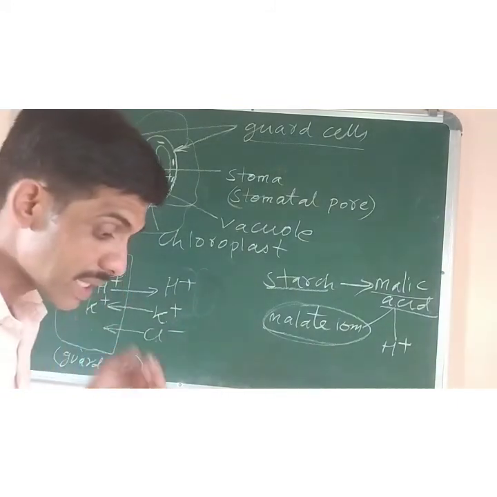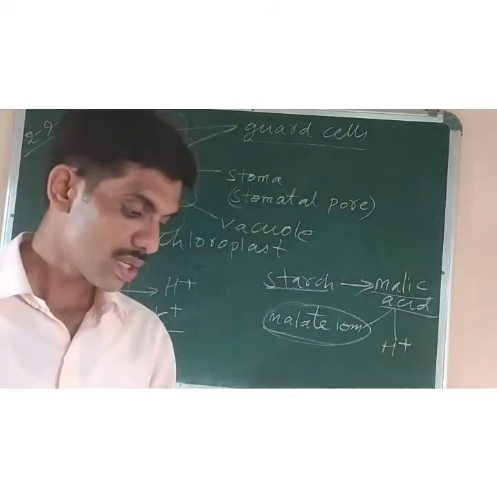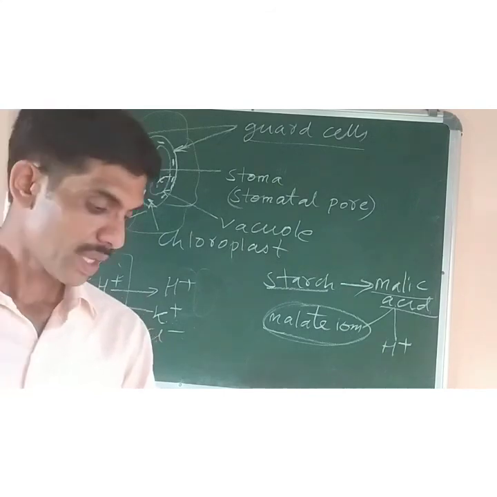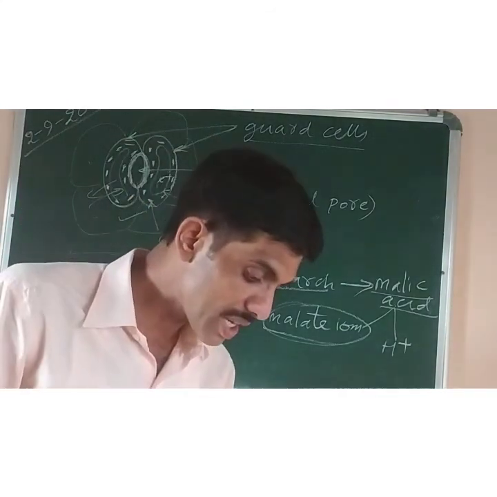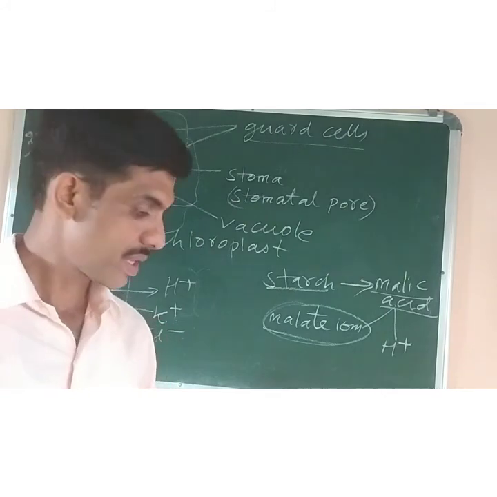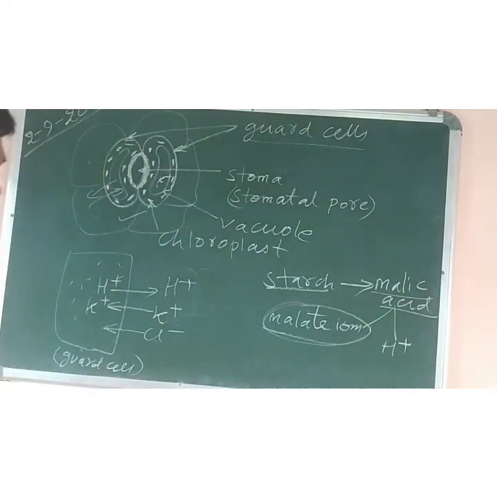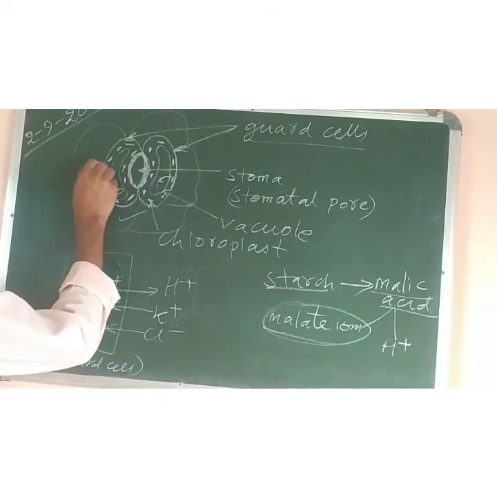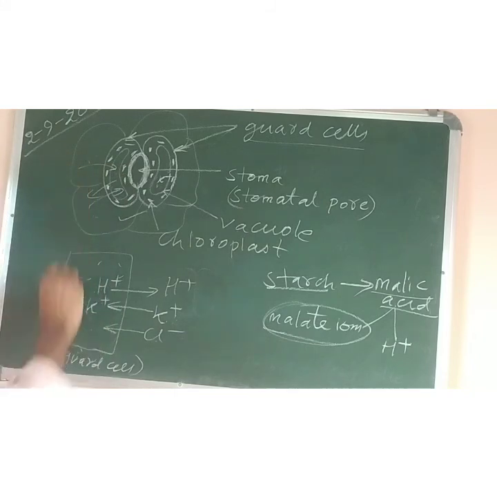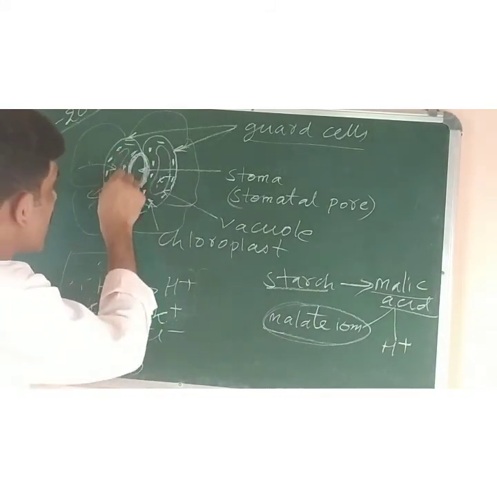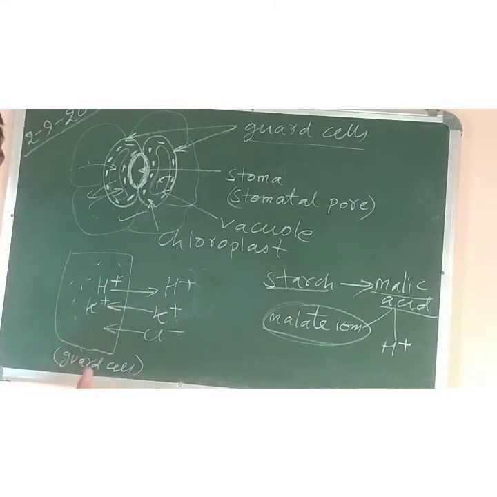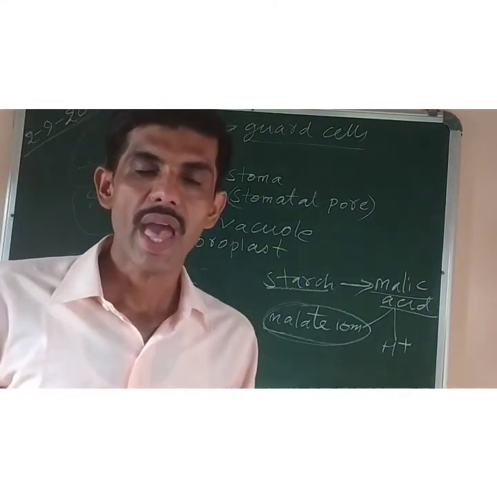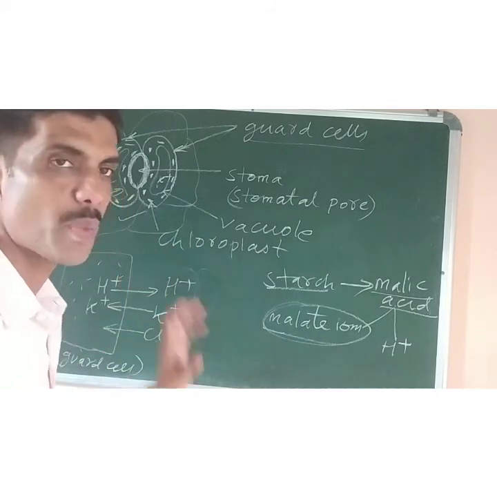So this increases the osmotic pressure, which causes sufficient osmotic pressure to absorb more and more water. Now see, the ions are more, which means water is less. So water molecules from the subsidiary cells will enter into the vacuoles to maintain the balance. Once the water molecules enter inside the vacuoles, the guard cells become turgid and swell, and that results in the opening of the stomatal pore.